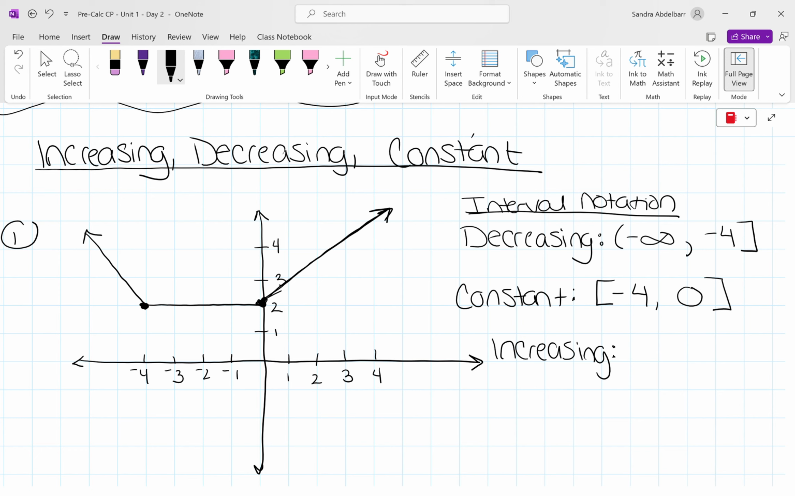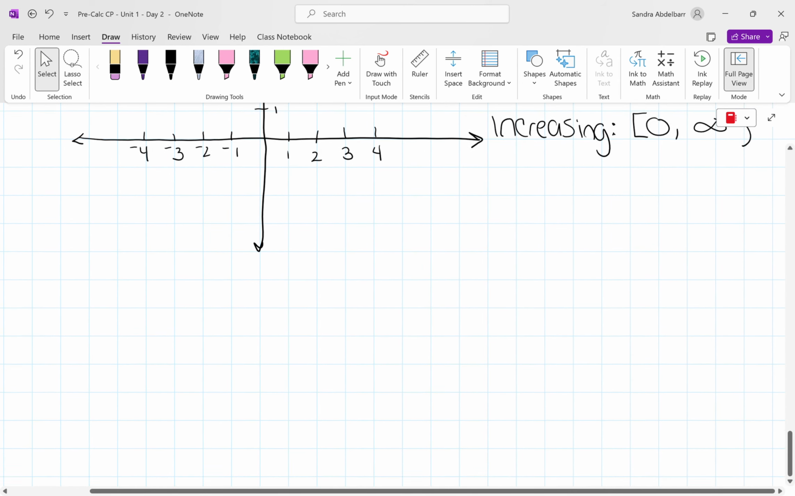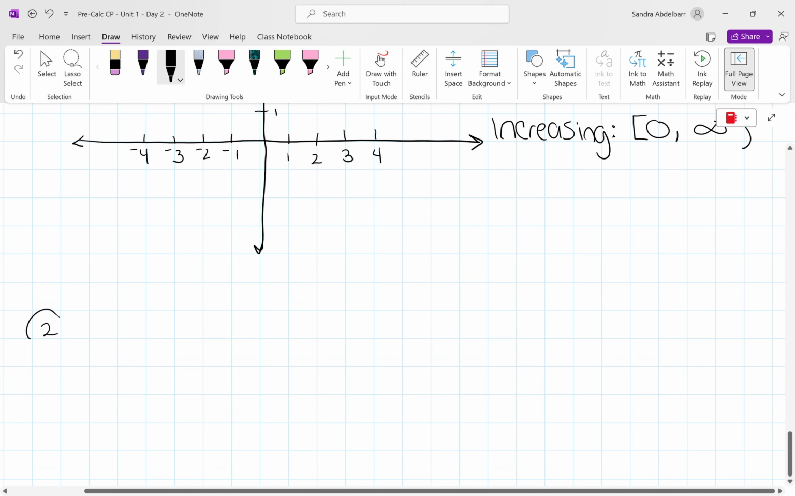And then we are increasing. From what number to what number are we increasing? Erin? 0 to infinity. Good. Square or round? What are we doing? Square for 0, round for infinity. Perfect. Okay. You guys try this one.